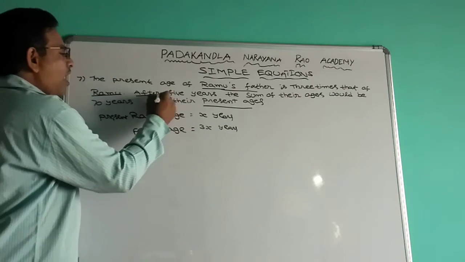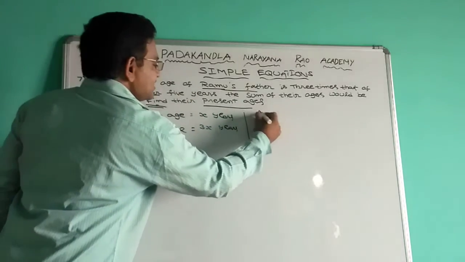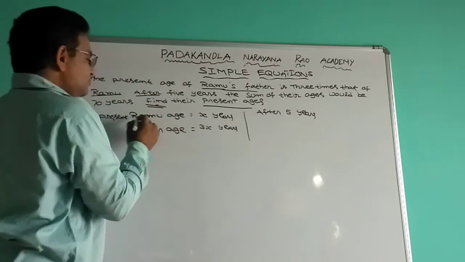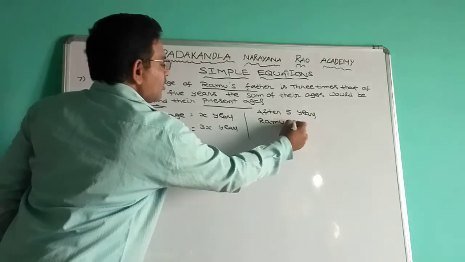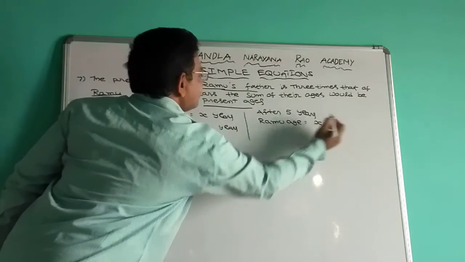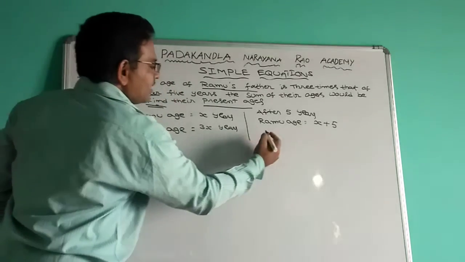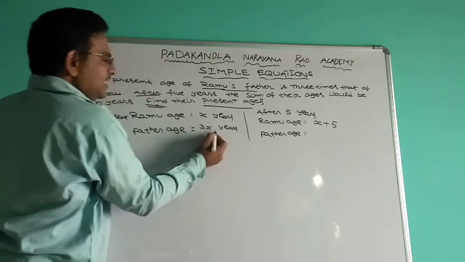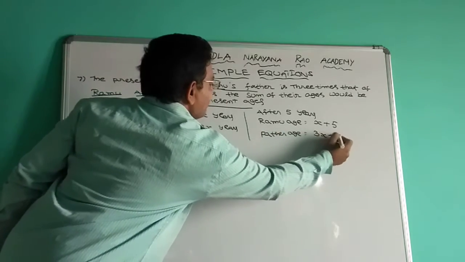Now after 5 years, so just take one underline. After 5 years, Ramu's present age is x years, so after 5 years Ramu's age will be x plus 5. Father's age: the present 3x years, after 5 years will be 3x plus 5.